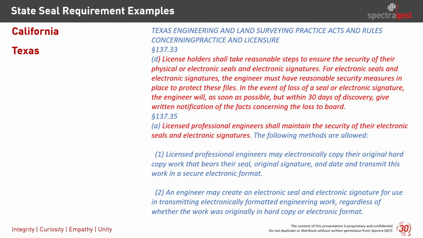The Texas requirements are a little more interesting. They talk about license holders taking steps to ensure the security of their electronic seals and electronic signatures. Additionally, the language specifically calls out electronic seals and signatures being composed of files, and there being reasonable security measures taken by the engineer to protect these files. And if the files are lost, the engineer must notify the board of the facts concerning the loss. This implies that a simple image is not sufficient here.